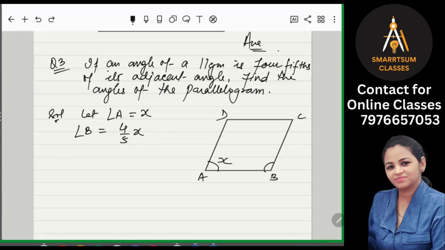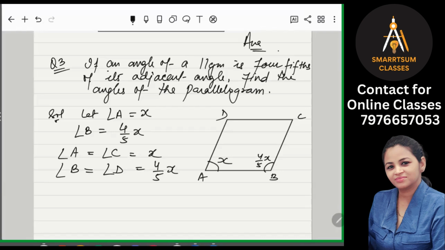Right? Okay, for a parallelogram. And this is already given that this is a parallelogram. Right? So for a parallelogram, angle A should be equal to angle C. Opposite angles are equal, right? That means angle C will also be X. And similarly, angle B will be equal to angle D. Right? This angle. Opposite angles are equal for a parallelogram. So this will also be 4/5 X.